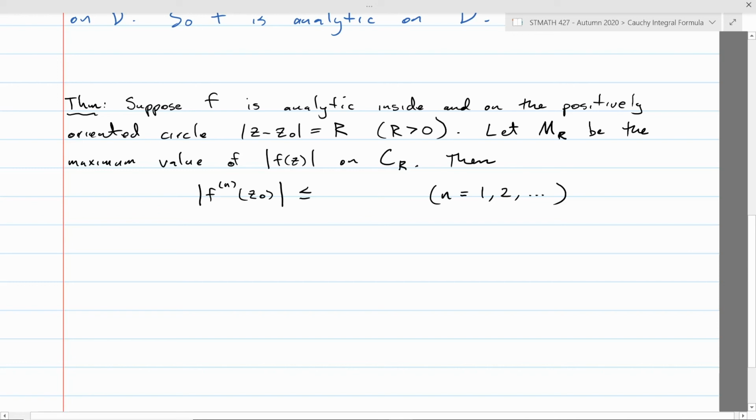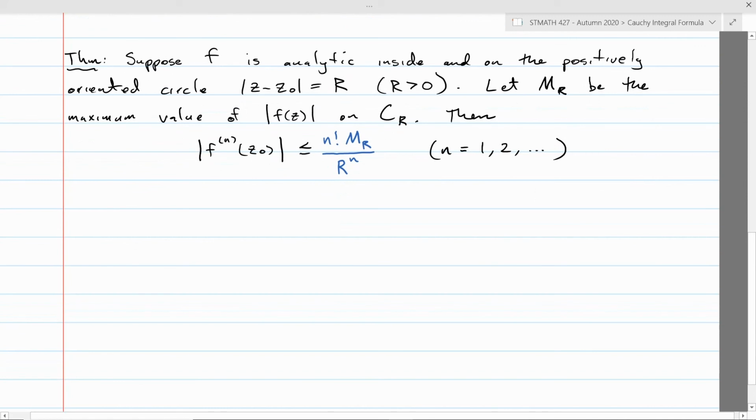We had a theorem a while back that said when a function is continuous, so we had continuity because of analyticity, the function has to have a maximum value. So let's let m sub r be the maximum value of the modulus of f of z on that c sub r. Then the modulus of the nth derivative at z0 has to be less than or equal to n factorial times m sub r, that upper bound of the modulus of f of z on c sub r, divided by the radius of that circle to the nth power.